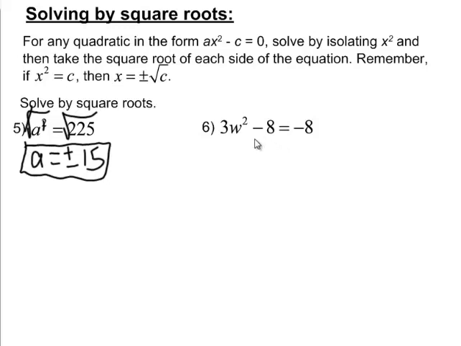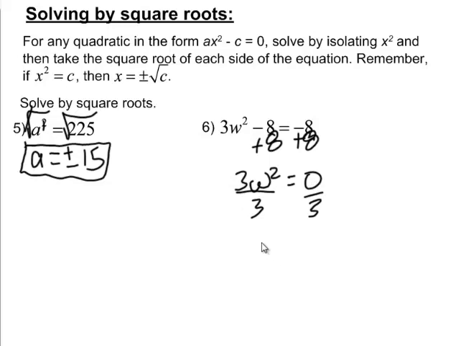This one, there's a little more involved in. I'm going to go ahead and do this one with you too real quick. We're going to move the 8 to the other side because we want to solve for w. So isolate w, get w by itself. That means I need to add 8. Add 8. I end up with 3w squared equals 0. Divide by 3.